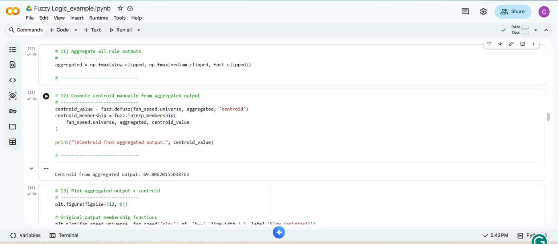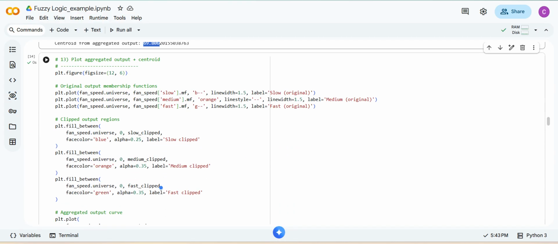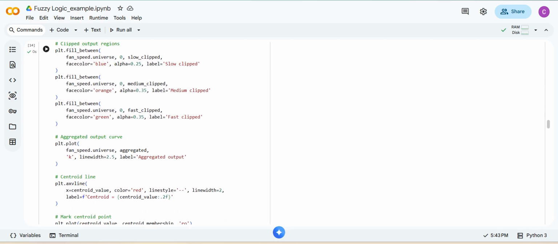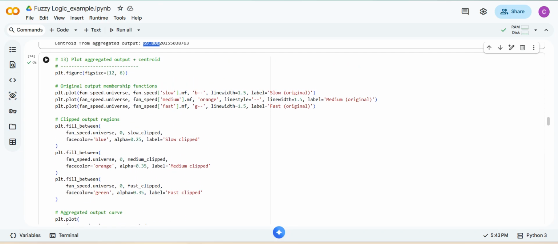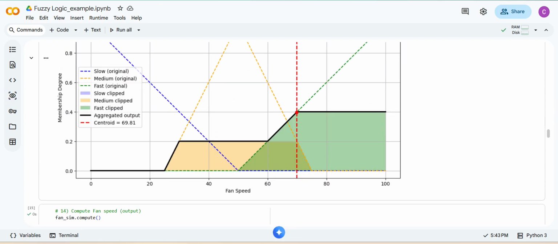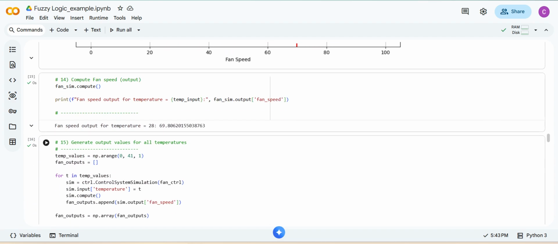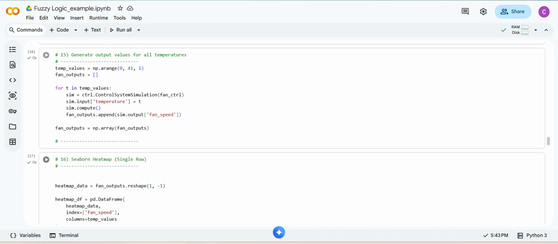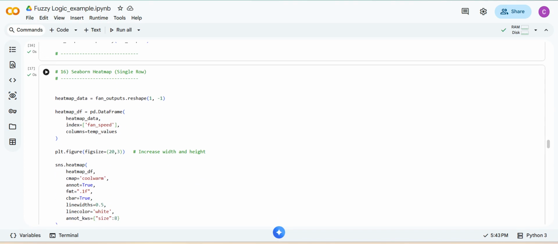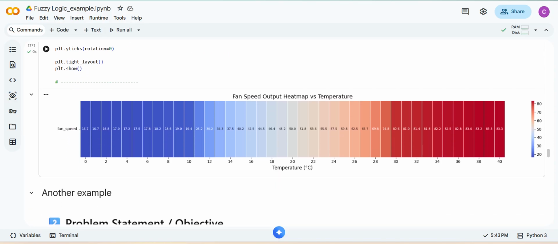From the aggregated output we calculate the centroid value. This is defuzzification, the last step, and it comes out to 69.81. We can also calculate the aggregated output plus centroid using this code, and in this diagram we can see 69.8, about 70, is the centroid. Now we can simulate the fan speed for various temperature values also. We can convert it into a heat map, so for every temperature range we see what the values are. Fan speed goes from slow to medium to fast.